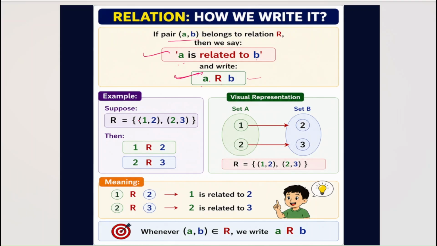Suppose we have 1 comma 2, 2 comma 3. This is a relation that we have selected pairs. It means 1 is related to 2 and 2 is related to 3, right? So whenever A comma B belongs to R, remember this sign. Whenever A comma B belongs to R, we write A R B. A is related to B, right?